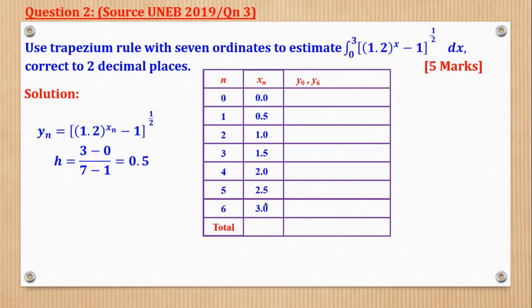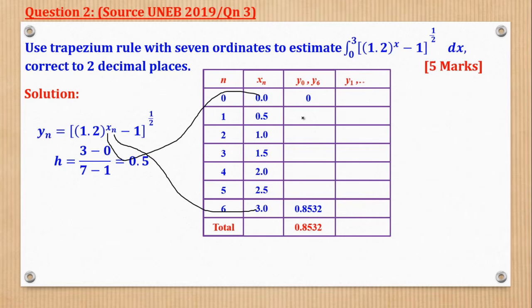Next is to get the y values. I'll begin with the extreme. Extreme is this and this. That is why you see here y0 and y6. So when I substitute this value of x here, I'll come up with that. When I substitute this value of x here, I'll come up with that. When I add the 2, I'll come up with that.